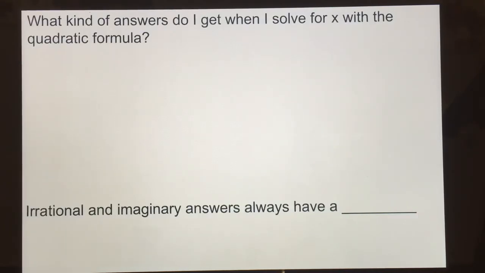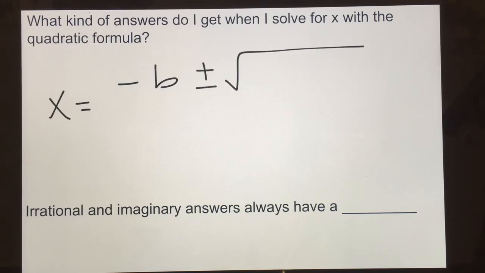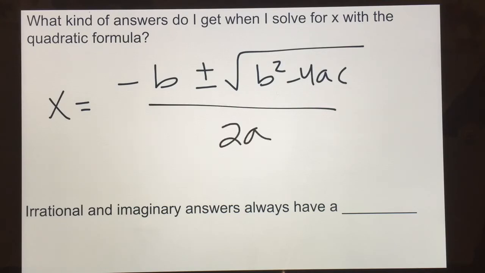All right, now sometimes the answers are not nice whole numbers like that, and so the thing that we want to consider here is what kind of answers we get when we solve for x with the quadratic formula. So if you remember, x equals negative b plus or minus the square root of b squared minus 4ac divided by 2a. There's the quadratic formula. And anytime we did the quadratic formula, we always got 2 different answers. We got one answer for the plus version and one answer for the minus version. And in particular, anytime we had a number underneath the square root sign, then that would give us 2 answers.